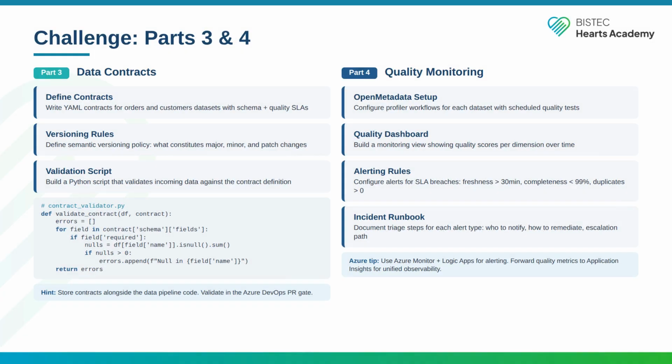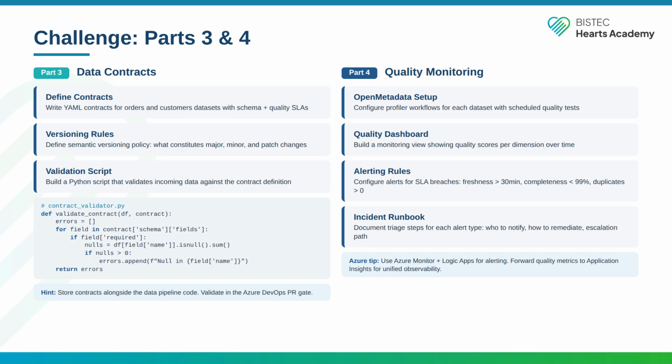Parts 3 and 4 complete your quality framework. Part 3, data contracts. Write YAML contracts for the orders and customers datasets. Each contract must include the schema definition with field types and constraints, quality SLAs for freshness and completeness, and ownership information. Define your versioning rules. What constitutes a major, minor, and patch change for your contracts.